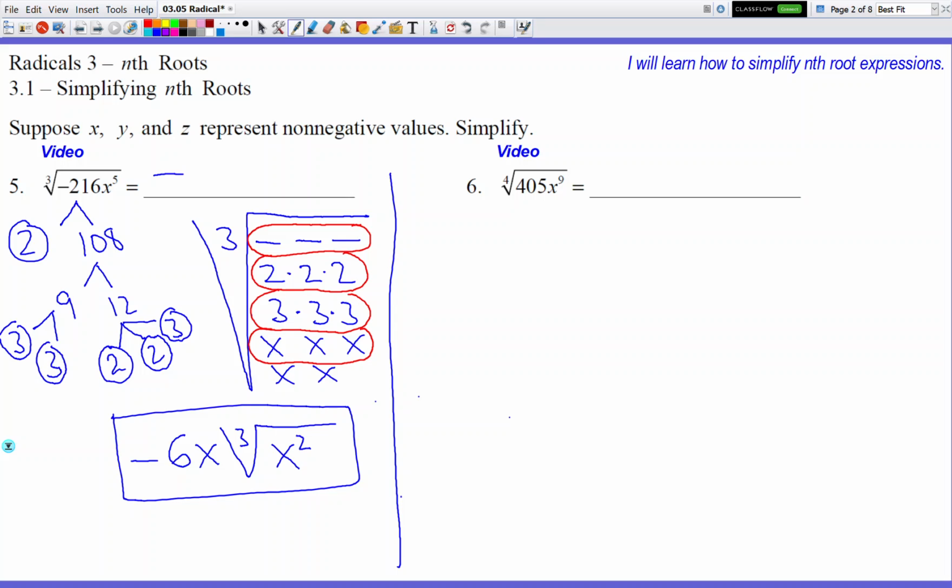Okay, so we've got the 4th root radical of 405 x to the 9th power. So let's break apart 405. Let's actually do this on the side because I kind of have some more space. So 405, let's do a factor tree. So that's going to be 5 and 81. And 81 is going to be 9 and 9. And your 9 and 9 turn into 3 and 3.